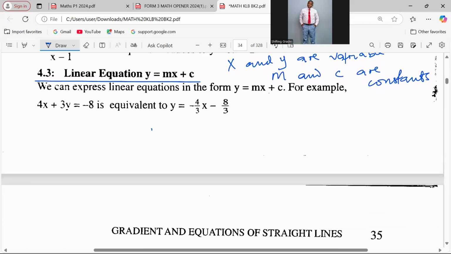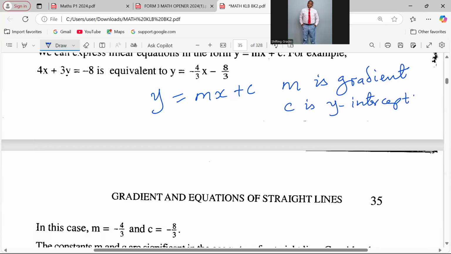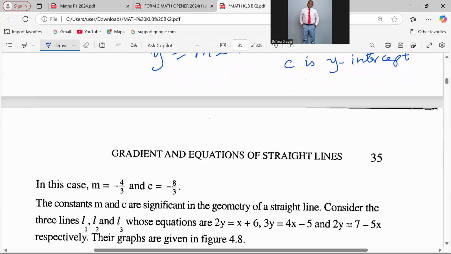In the equation y equals mx plus c, m is the gradient, or simply the slope, while c is the y-intercept. Now, I'll be telling you what the y-intercept is. This is the point where a straight line will cut the y-axis.